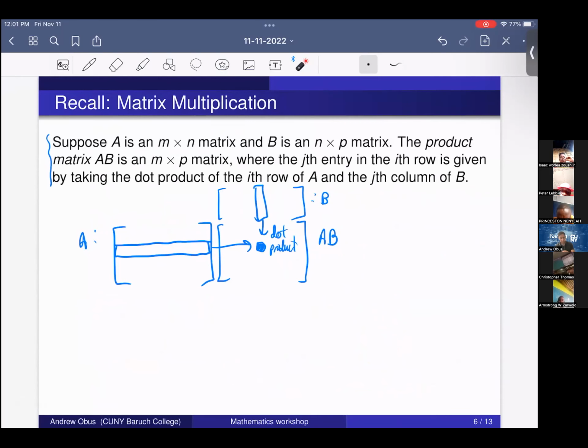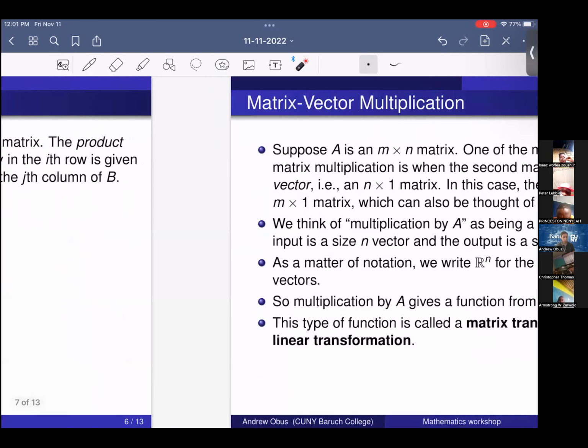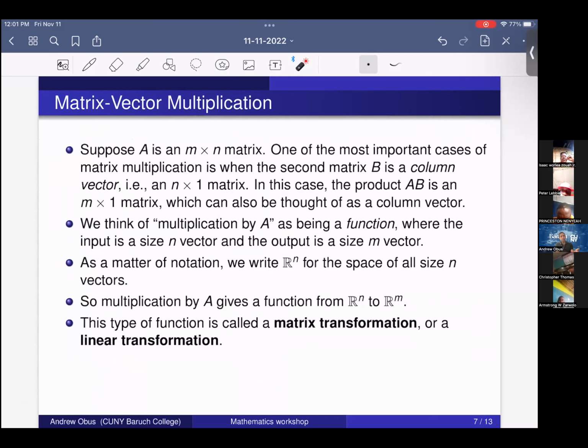Okay, so let's talk about the real part of the lesson for today. Matrix multiplication we already recalled. So we want to talk about a specific kind of matrix multiplication, which is called matrix vector multiplication. This is going to bring matrices and vectors together. And I'll say that this is really why matrices were invented, was to be able to do this.